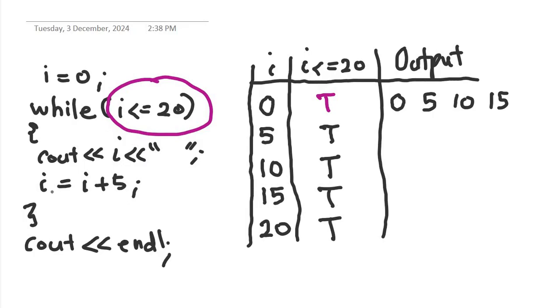Go inside the body again, cout I. I is 20, so 20 and a space, and then I equals I plus 5, update I, so 25. Go back. 25 less than or equal to 20? False. So when false, we skip the body of while and go to this statement. So the output is 0, 5, 10, 15, and 20.